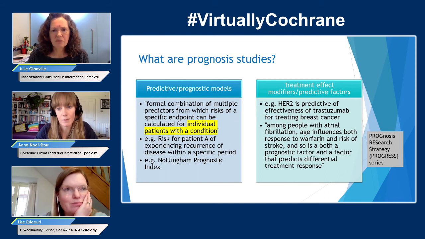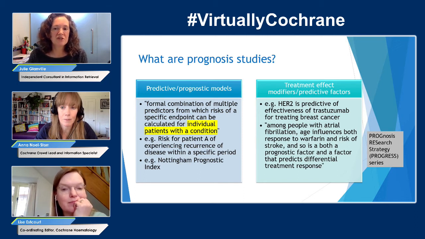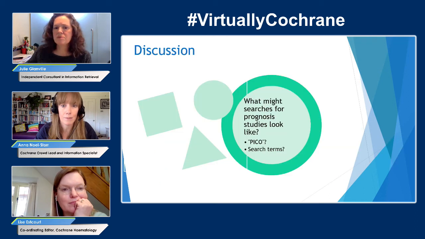And then the fourth type of prognosis study identified by the PROGRESS series of papers is the studies of treatment effect modifiers and predictive factors. For example, biomarkers that predict how effective a treatment with a particular intervention is going to be in treating people with a particular disease. So these are the different types of study.